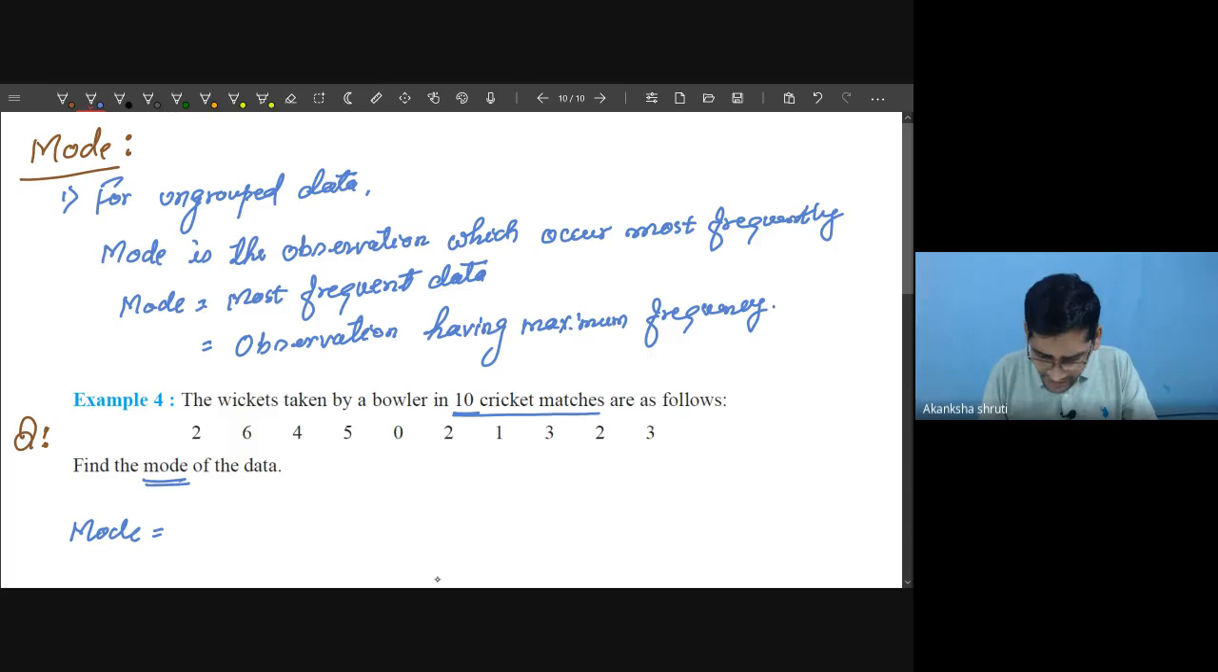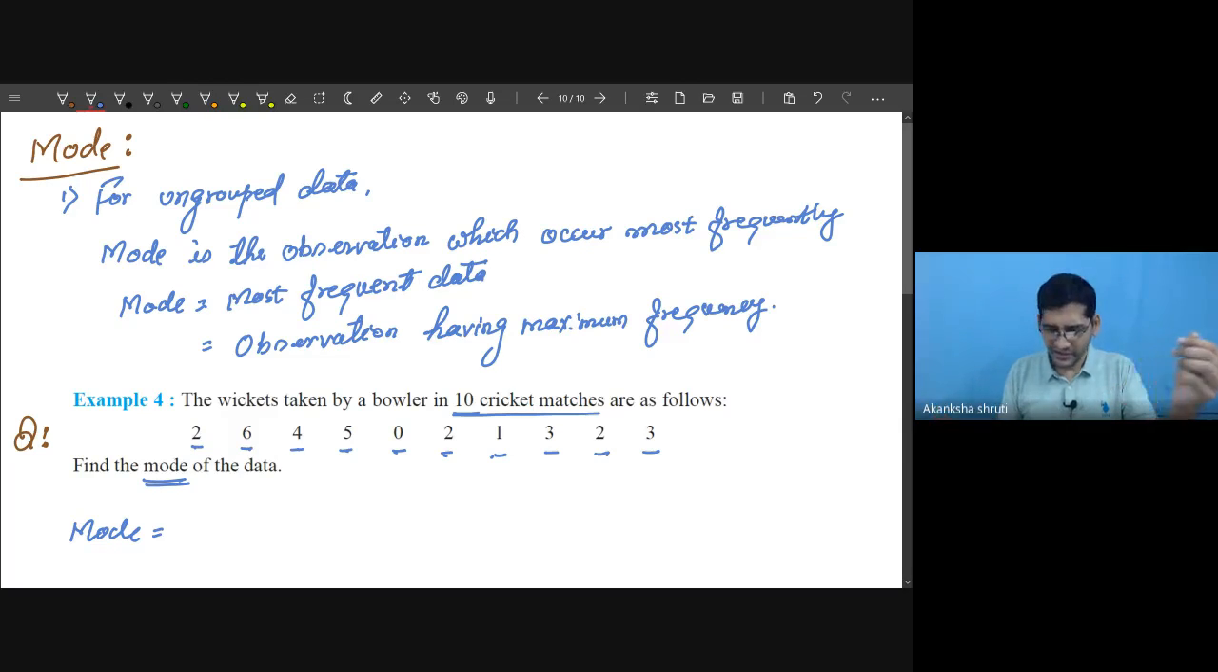It may be possible that in the first match the bowler has taken 2 wickets, the second match 6 wickets, the third match 4 wickets, the fourth match 5 wickets, in the 6th match no wicket, the 7th match 2 wickets. I think it will be 10 only. 1, 2, 3, 4, 5, 6, 7, 8. 8th match 3, 9th match 2, and 10th match is 3. So the mode means you have to find the wicket count which is occurring the maximum times.